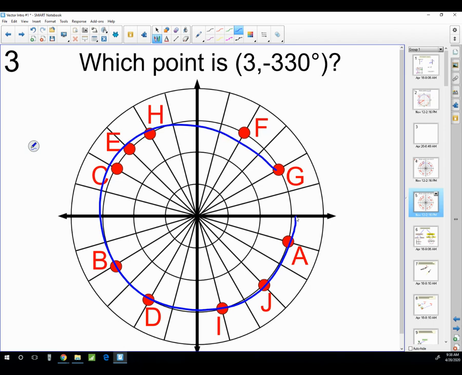Negative 330. Remember, negative is clockwise. That doesn't sound right, but it is. G has two rectangular coordinates. They're contained in that triangle, X and Y.